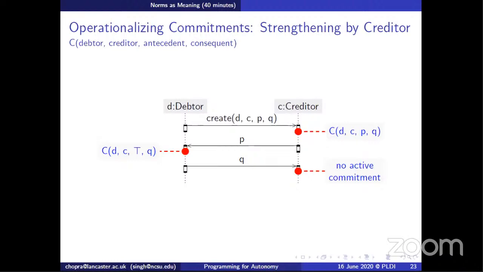This slide shows how commitments may be strengthened. The debtor creates a commitment. When the creditor brings about P by sending a message, the commitment becomes unconditional from the debtor to the creditor for bringing about Q. And when the debtor actually brings about Q, there is no active commitment, and it is discharged. This is what you would normally expect to happen. But people tend to focus on this happy path, where the commitment is created, detached, and then discharged. There are other possible operationalizations, as we saw, for example where Q never happens. That is also a perfectly valid interaction for the commitment. All these operationalizations reflect the autonomy of the interacting parties.